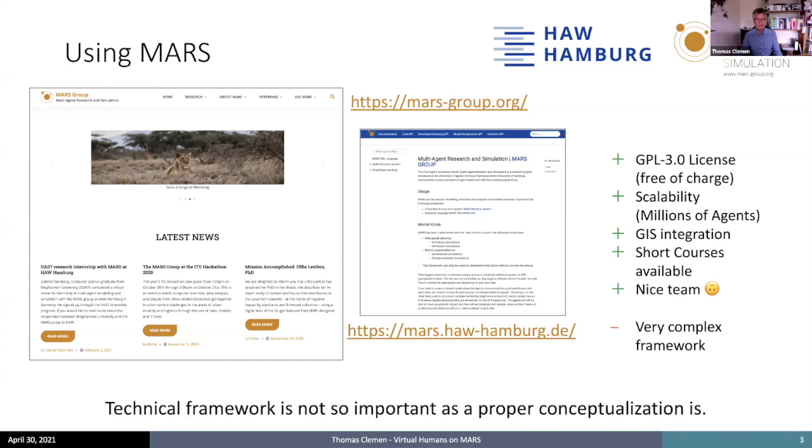But to end this advertisement, it's my absolute conviction that the technical framework is not as important as a proper conceptualization is. And so with that, I'm leaving this part to the discussion.